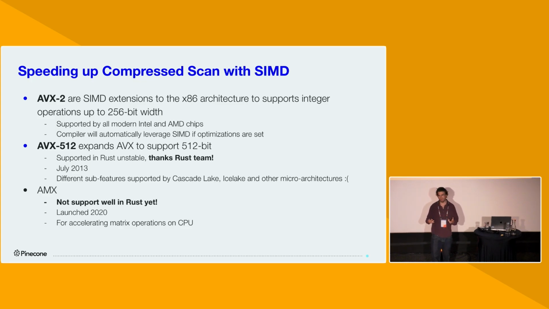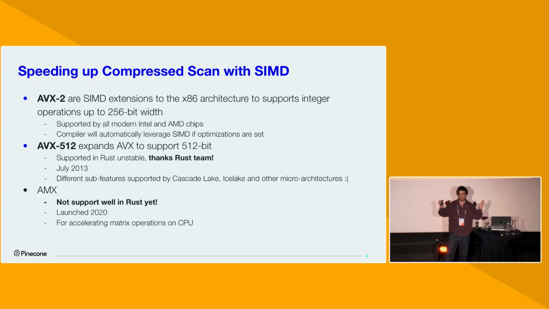And then there's AVX512, which is a newer set of extensions to the x86 architecture, and this supports 512 wide registers. The nasty thing about AVX 512 is that there's a lot of different features within it that are supported by different chips. So if you're looking at Ice Lake, Cascade Lake, every microarchitecture, you might have a certain subset of these AVX 512 features, but not others, which is also why we love Rust. It allows us to manage this complexity.